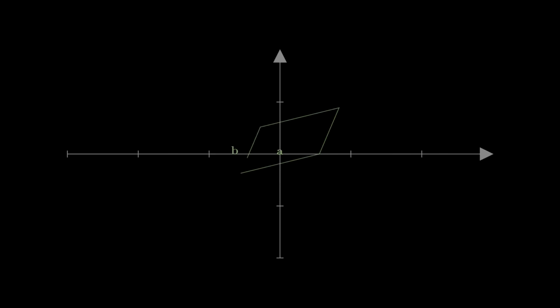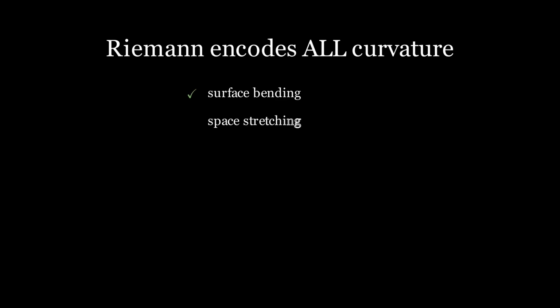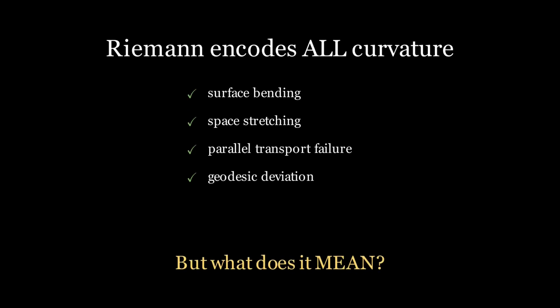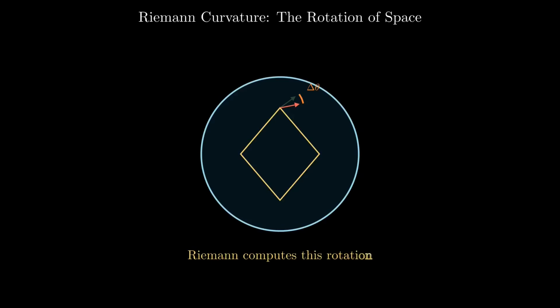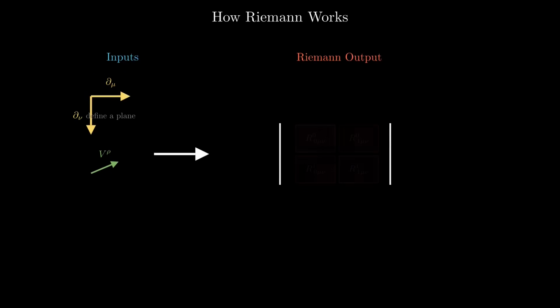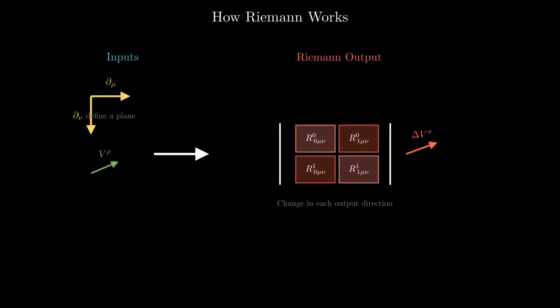Here's what it measures. Take a vector, carry it parallel around a tiny loop, defined by directions A and B. When you return, the vector has shifted. Remember our journey around the sphere. We parallel transported a vector and found it rotated when we returned to the start. This rotation angle is exactly what the Riemann curvature tensor computes. The Riemann tensor takes 2 directions to define a plane, takes an input vector, and tracks what happens to it. It outputs the change in every possible output direction. This structure can be visualized as a matrix encoding all these transformations.